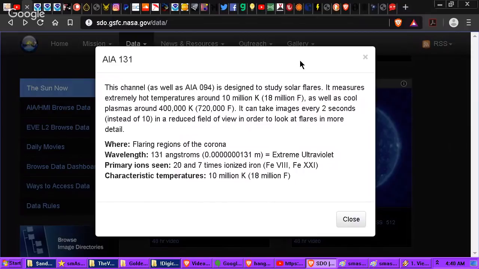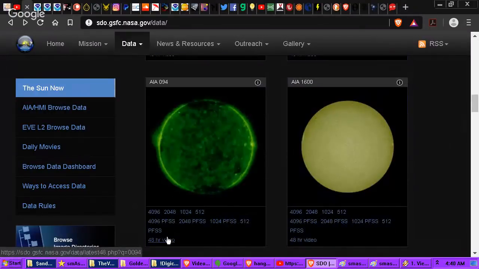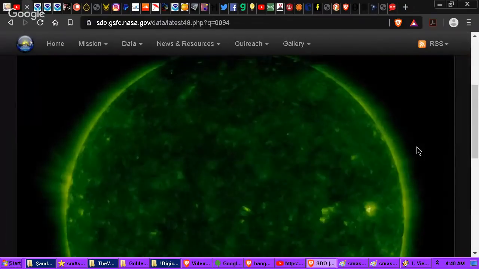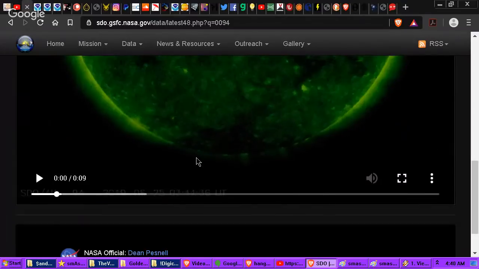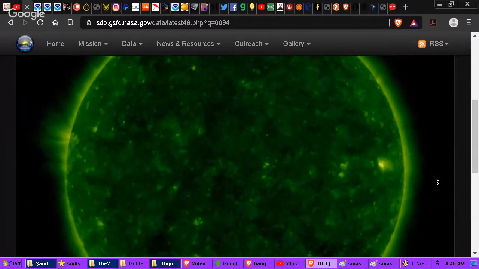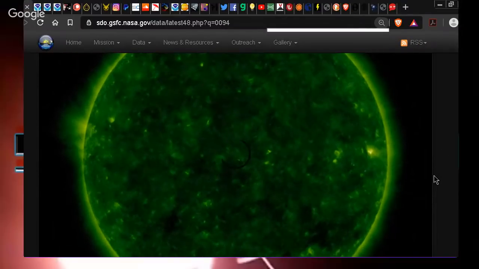Never mind. Anyway, the 131 angstroms view, as well as the 94 angstroms, takes images every 2 seconds instead of every 10 seconds. So it's got a 5 times higher resolution. That's why we look at those. So with that in mind, let's look at the 94 angstroms. I thought I turned autoplay back on, but the settings must have been revamped, folks.